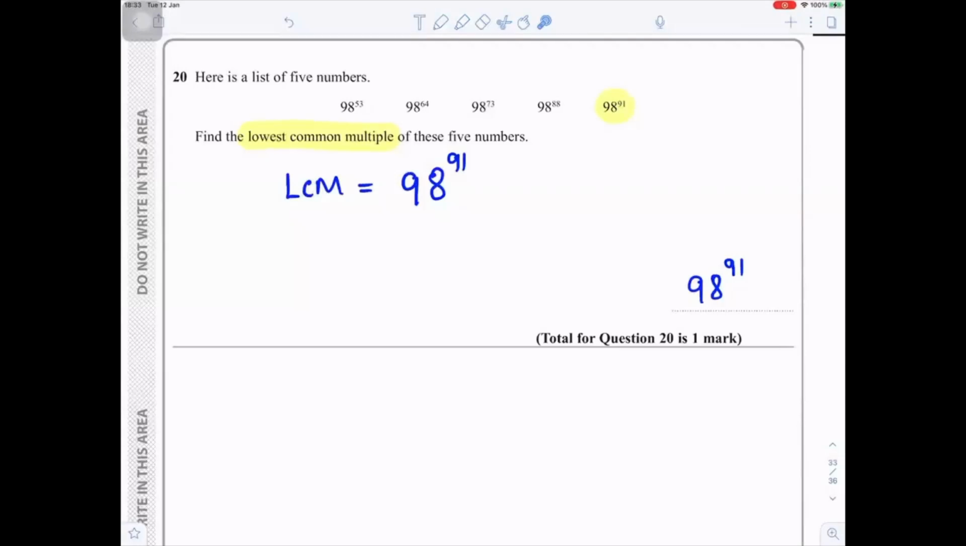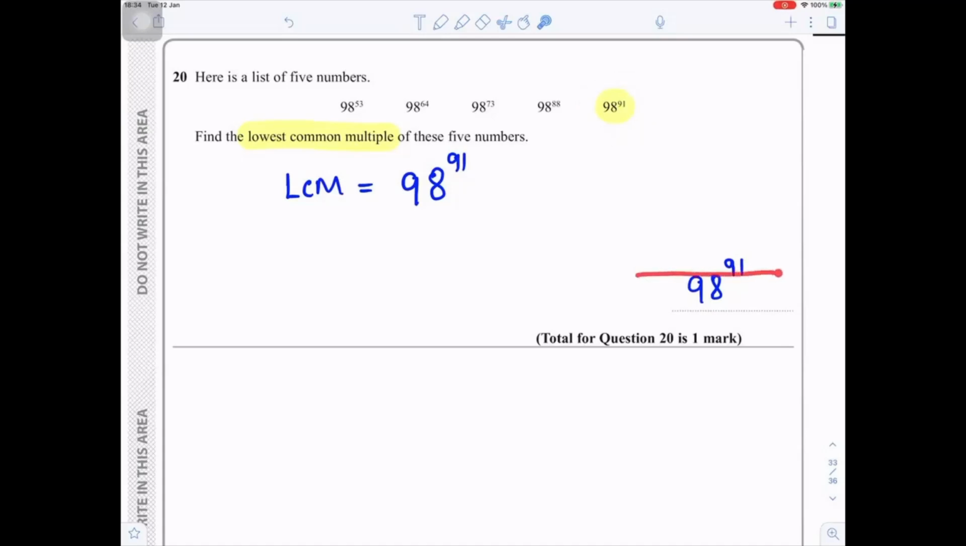Question number 20. Here is a list of 5 numbers: 98 to the power 53, 98 to the power 64, 98 to the power 73, 98 to the power 88, 98 to the power 91. Find the lowest common multiple of these 5 numbers. The lowest common multiple would be that biggest number there, because all of these are 98 at the bottom, and it's like 98 times 98 times 98 times 98. So the numbers which are bigger will be a multiple of the ones below. So the lowest common multiple would be the biggest number of them, which is 98 to the power 91.